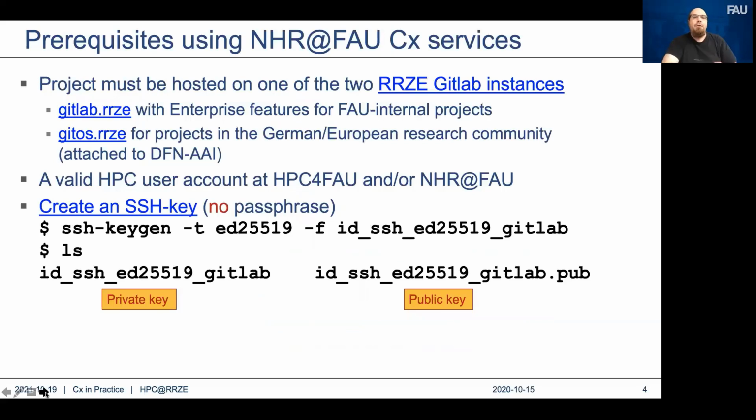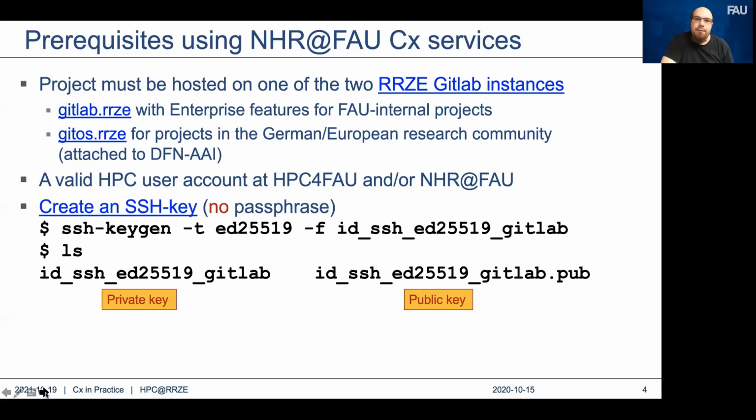Okay, so what is required for you to use the NHR FAU CX services? At first, the project must be hosted on one of the two GitLab instances. One is gitlab.rrze, which has enterprise features and can be used for FAU internal projects. So everybody with an FAU account can use gitlab.rrze.